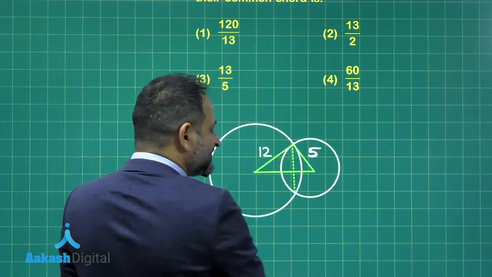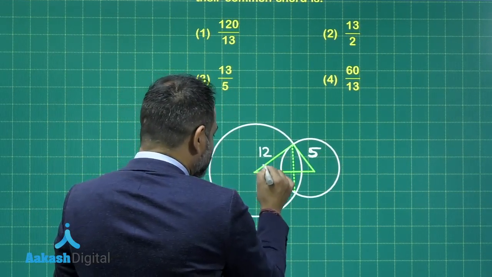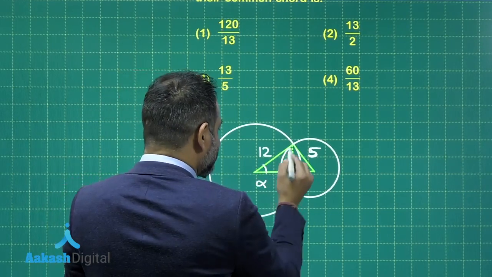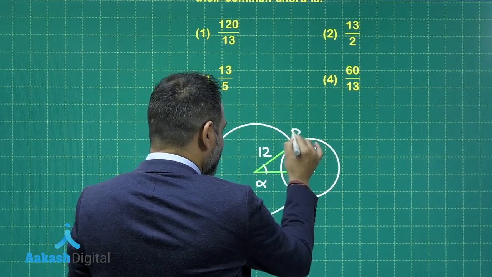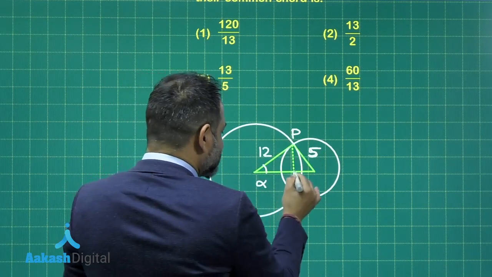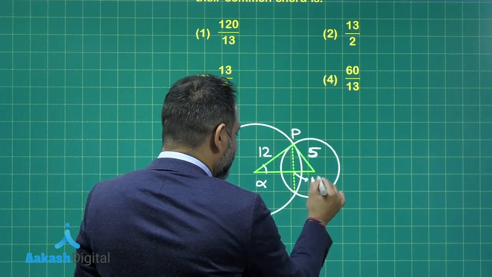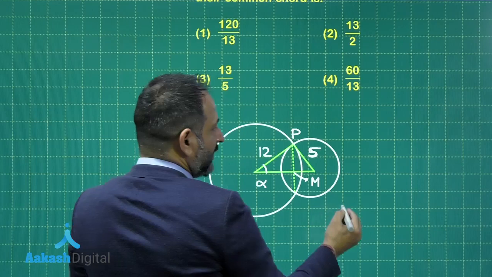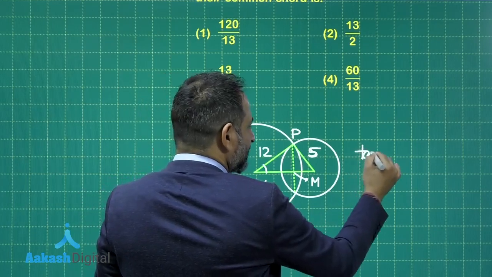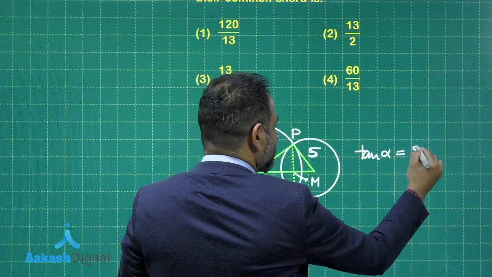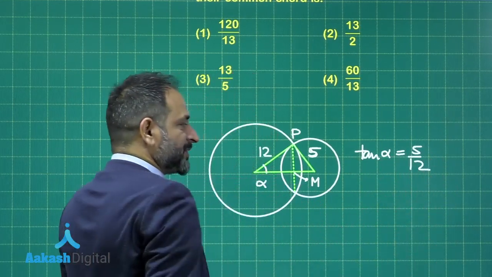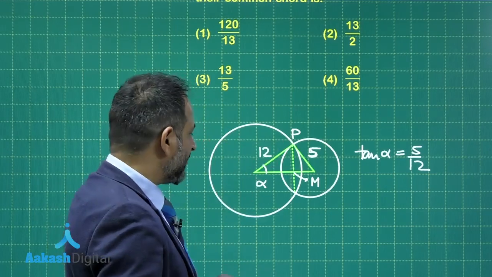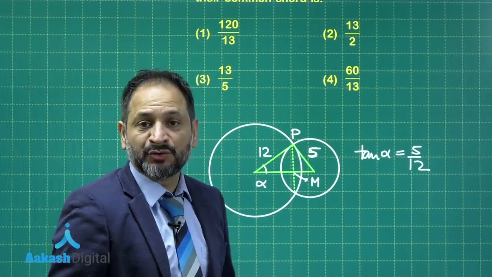Now this angle is 90 degrees. Let us say this is point P where the circles are intersect, and this is the midpoint, which I am marking as M. If I take this angle to be alpha, you can notice that tan alpha is equal to 5 by 12. So if we are able to calculate PM, then if we double it, we will get the length of the common chord.